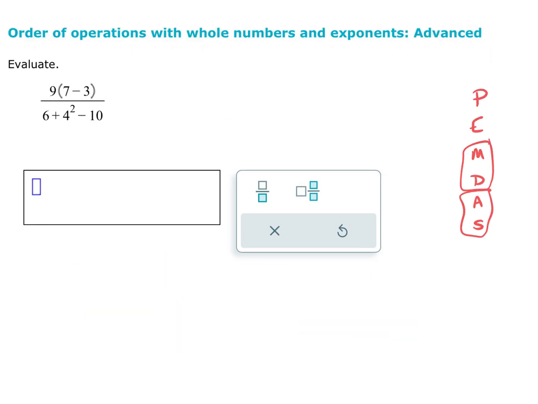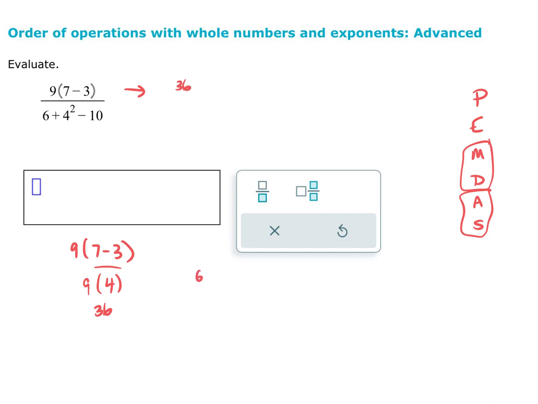And this one is a little bit different because we have an expression written as a fraction. And there is some debate about how to apply order of operations when you have an expression written this way. But the general rule is that you apply order of operations to the numerator and then separately to the denominator, and then you simplify when you're done. So we're going to have two expressions, 9 times the quantity 7 minus 3. Parentheses will come first, 4. And then we're just going to have 9 times 4, which is 36. So our numerator is going to be 36.